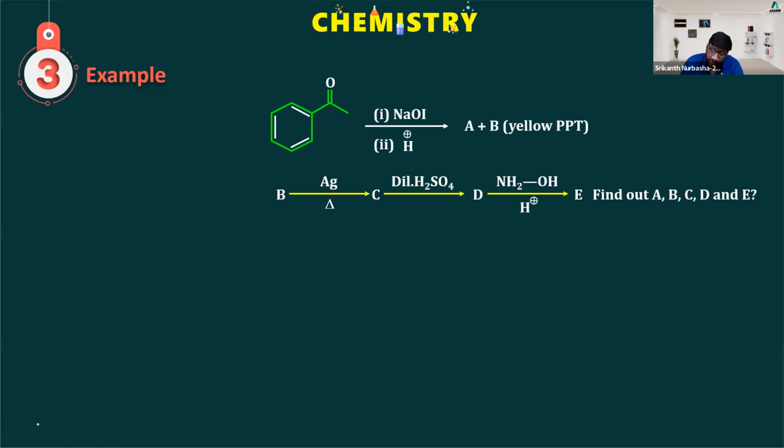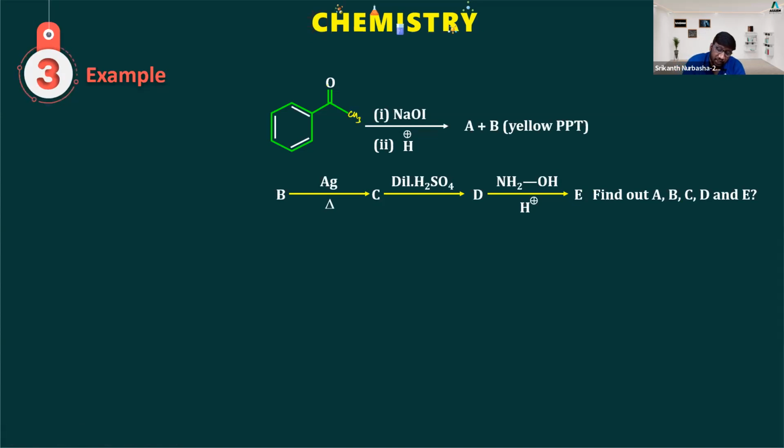Look at this scenario. There are a total of several types of reactions. Starting with acetophenone treated with NaOI, H plus gives A plus B. B is a yellow precipitate. B treated with Ag upon heating forms C. C with dilute H2SO4 forms D. D with NH2OH in the presence of H plus forms E. What are A, B, C, D, E? What is A first of all?